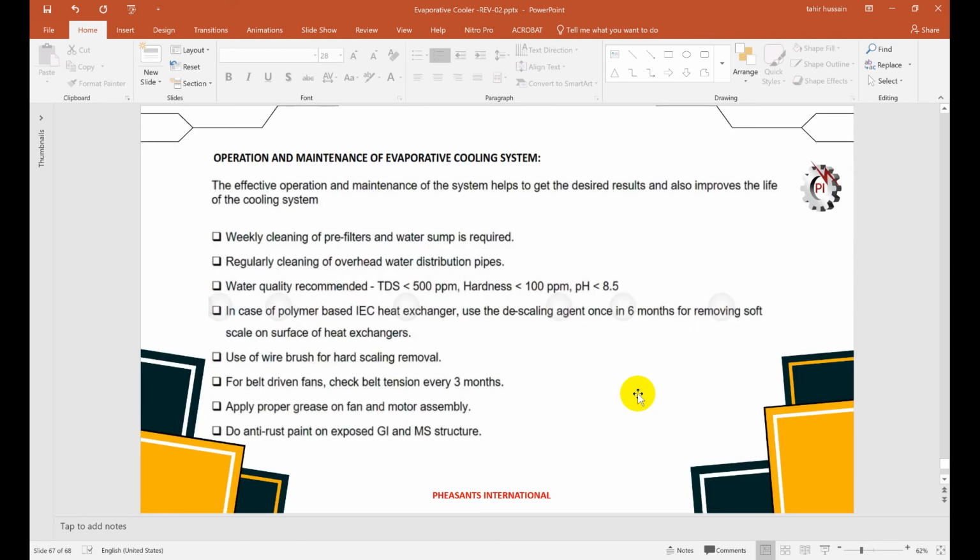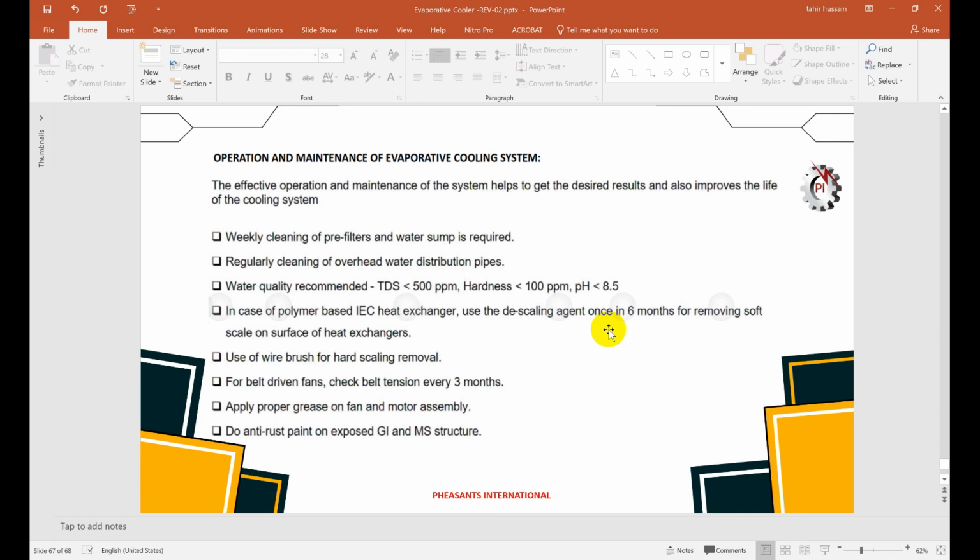Operation and maintenance. Regarding the operation and maintenance, if you are using high TDS water, distribution pipes will be choked. These pipes are important because these pipes are used to distribute water on the heat exchanger. Generally, we are using the formic acid. It will do descaling of your heat exchanger. So the maintenance is very important. We have to do the weekly cleaning of pre-filter and water sump, regular cleaning of the overhead water distribution pipes, for which I said we can use the formic acid. Water quality recommended: TDS less than 500 ppm, hardness less than 100 ppm, and pH less than 8.5.